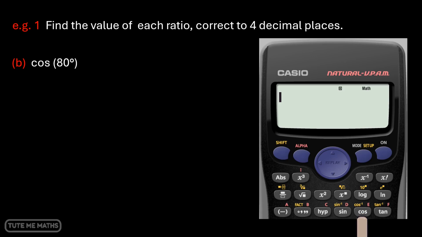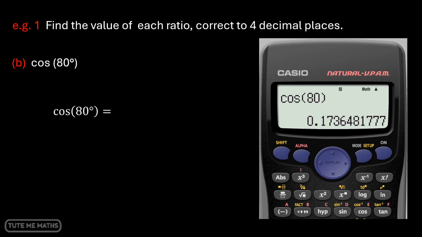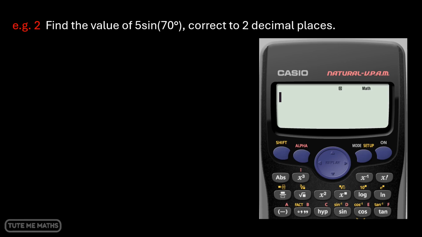We were asked to find the value of the cosine ratio for 80 degrees, that is, cos 80. Rounding to 4 decimal places, we have 0.1736. In example 2, we are given some calculations to complete. We will need these types of calculations moving forward in the next video.